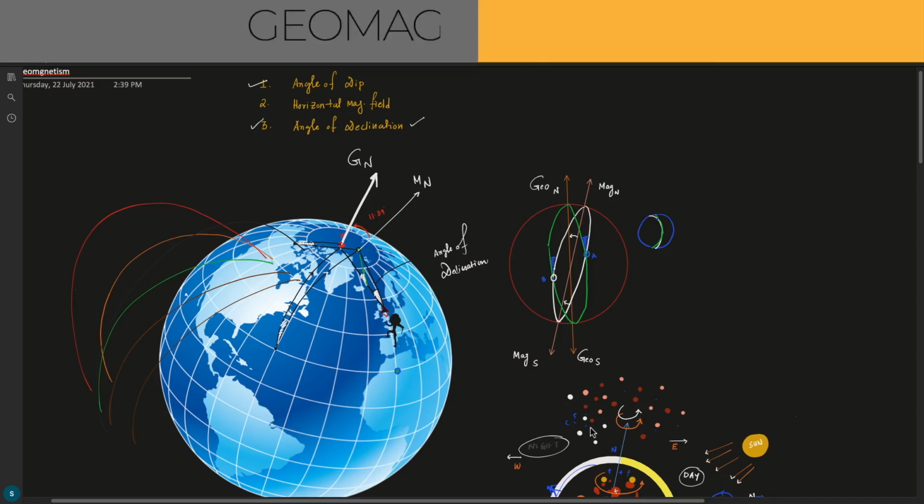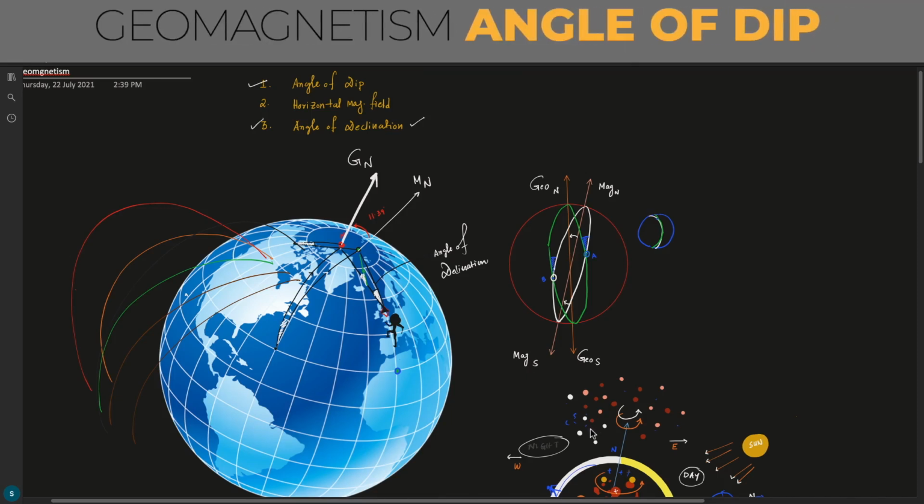In the previous lecture we discussed the angle of declination. Now in this lecture we'll discuss the angle of dip. What is the angle of dip? We'll first look at what the angle of dip actually means, and then focus on finding the horizontal magnetic field. After covering these two topics, you can directly hit the numericals, because this is the final idea to cover, and then you can jump over to the numericals for the Earth's magnetic field.